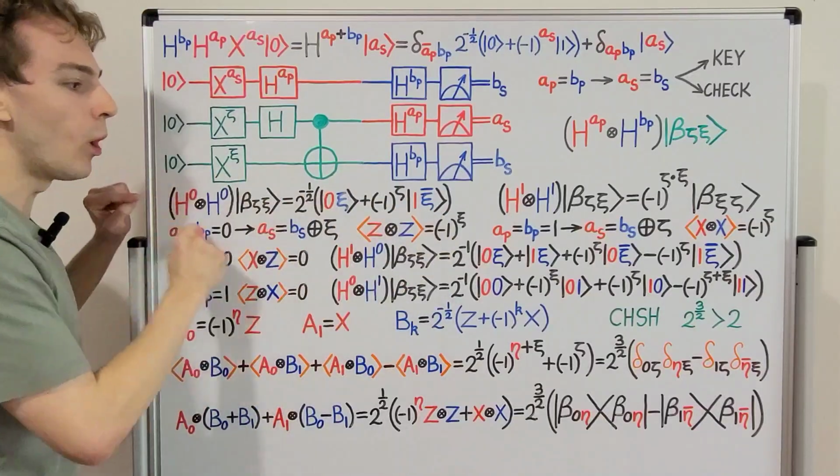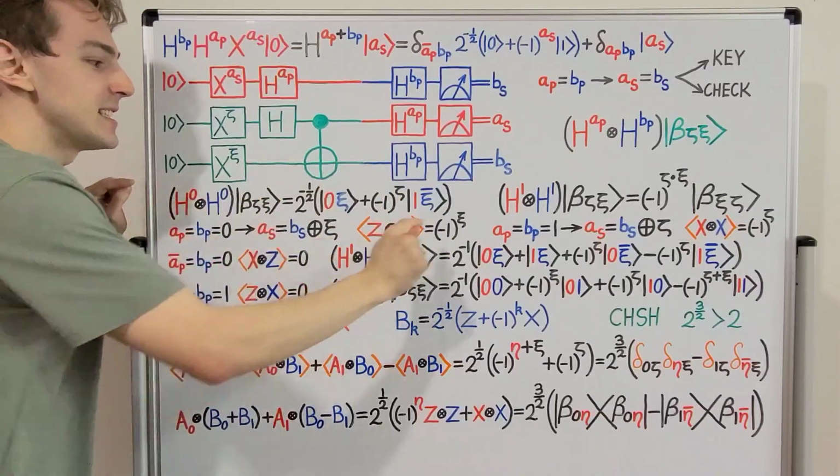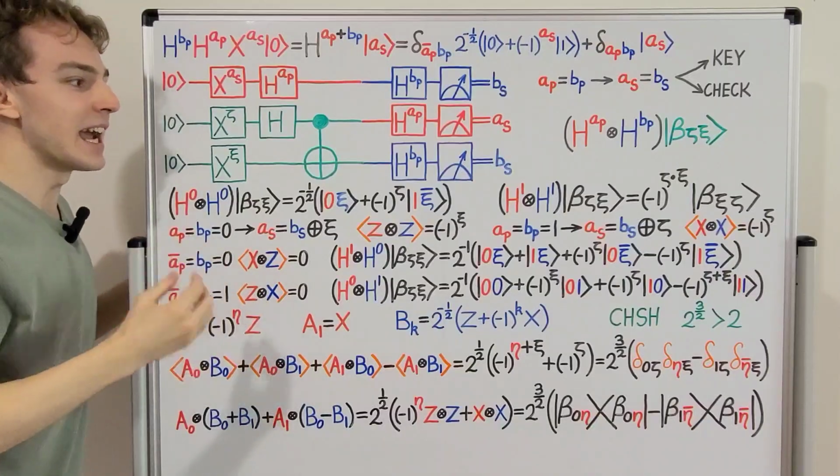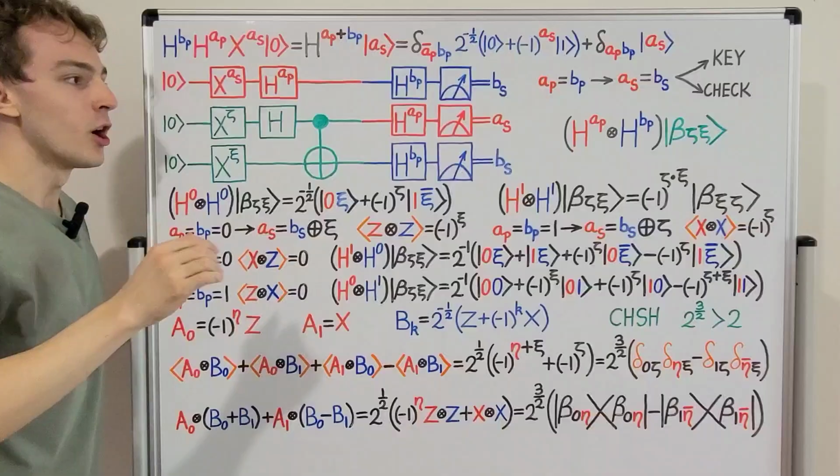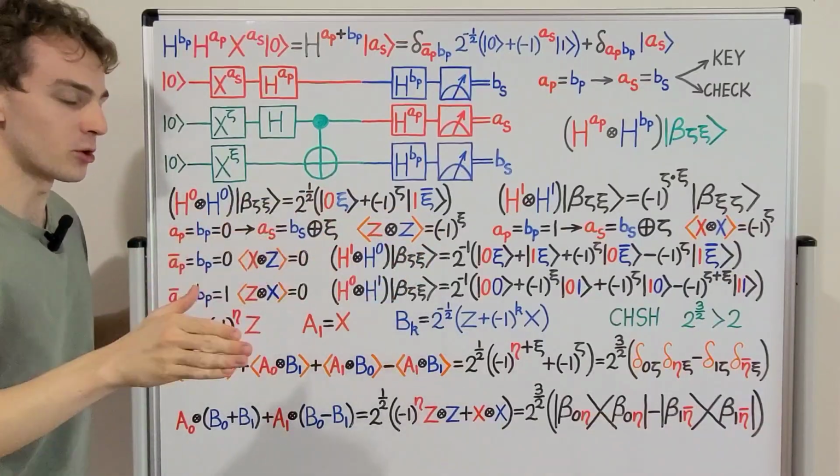So this is only one case which we have examined here. This is the case where Alice's public bit and Bob's public bit are both equal to 0. So this is a case where we move on to the next stage of the protocol.